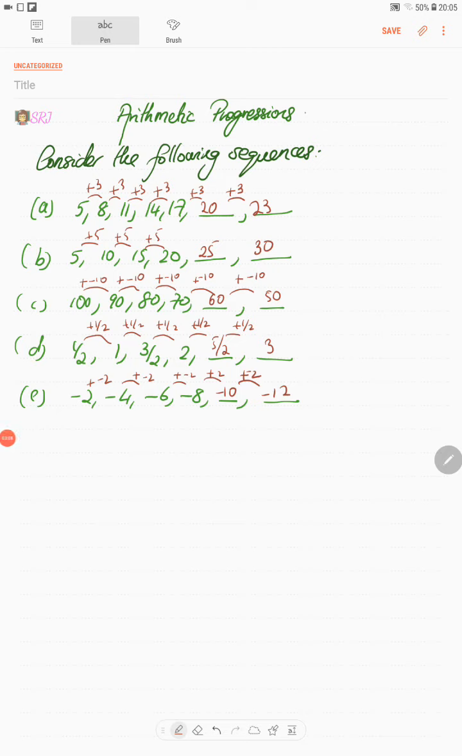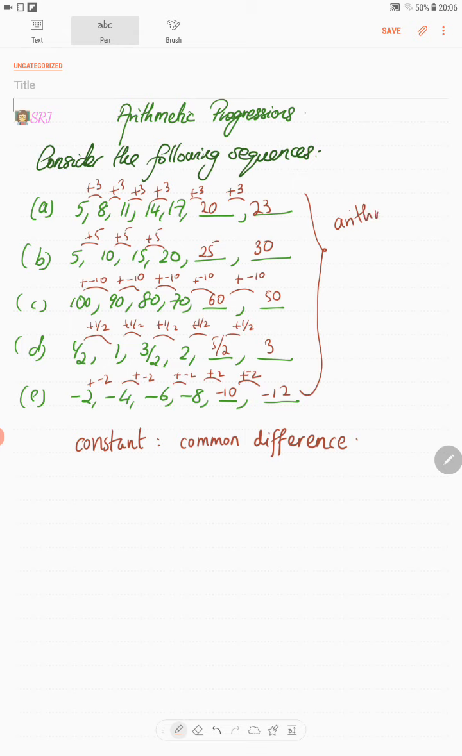So in all these cases we can say that each term differs from the term before by a constant, and this constant is common in each case, and we say that this constant is called the common difference. And these sequences, we call them arithmetic progressions.